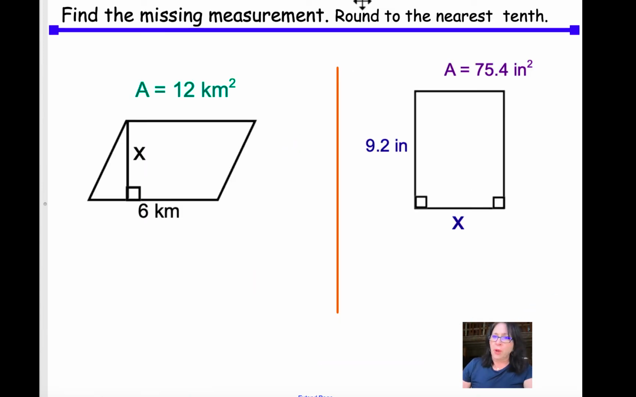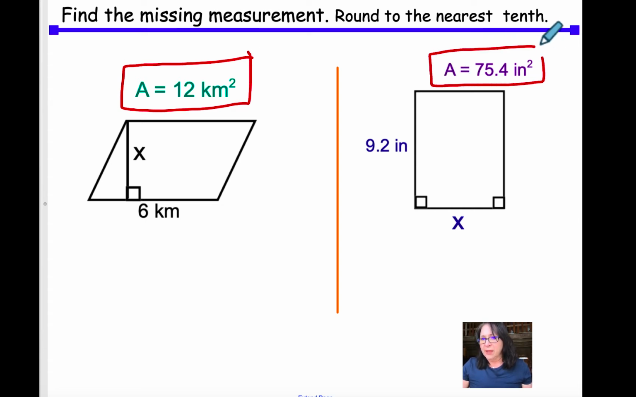So for these two problems here, we're going to work a little bit backwards because these are telling me, hey, here's the area, right? Here's the area. Find x, or find the height, or find the base. So for these two problems, I'm going to write out the formula, which says area of this parallelogram is equal to the base times the height.